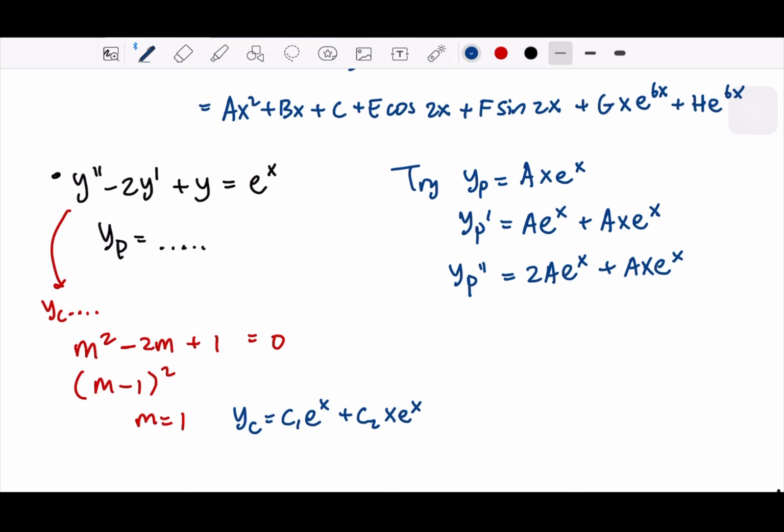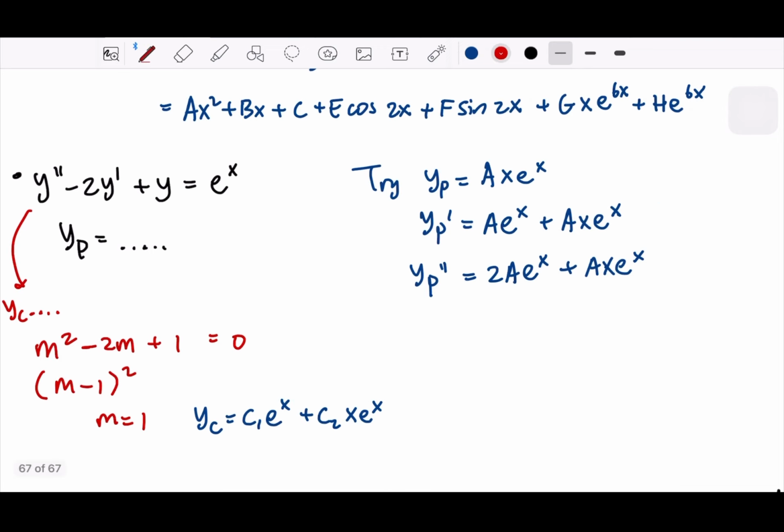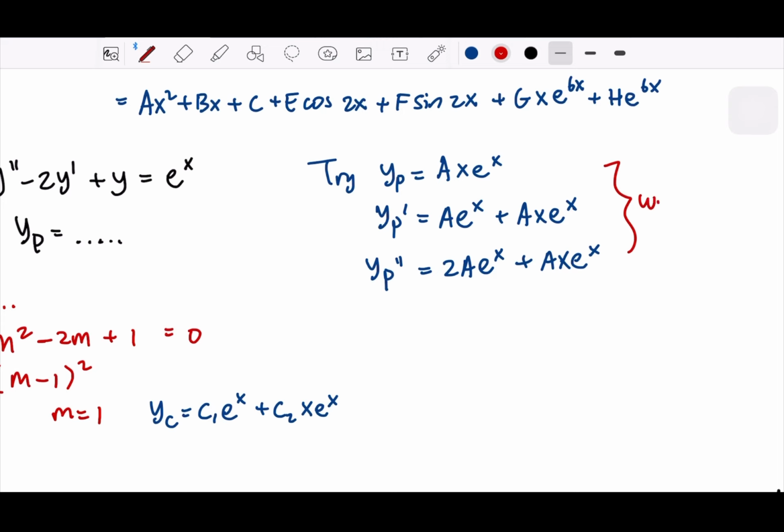Now, this XEX is equal to our YP. So this is also not our YP. So we need to multiply with X squared. Okay. So this is wrong. Let me write here. So wrong guess. So I think the safest YP is taking the X squared EX. Okay.